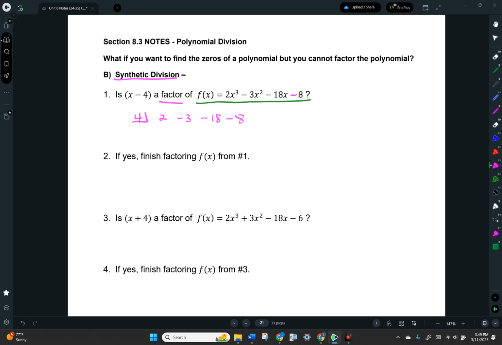Okay, so here's the process. You leave a one-line space and then draw a line right here. It's interesting to me because everybody thinks this is easy, but then when they go to do it by themselves on a test or a quiz, they forget how to get started, okay? So the key is, in order to get started, you just bring that first number straight down.